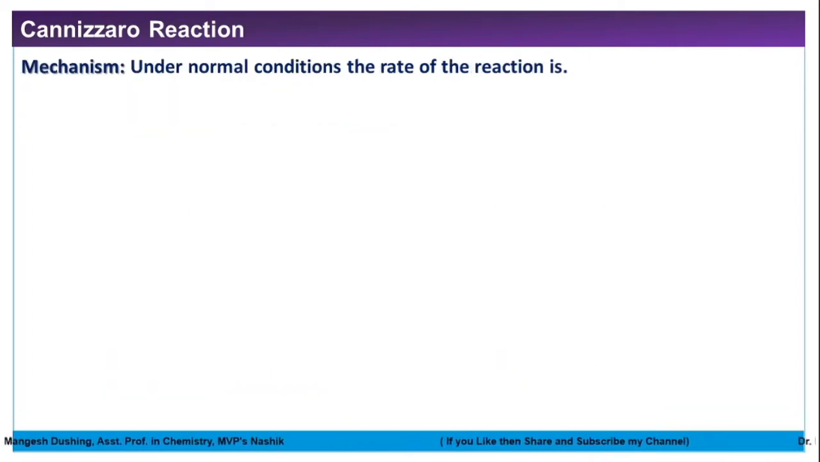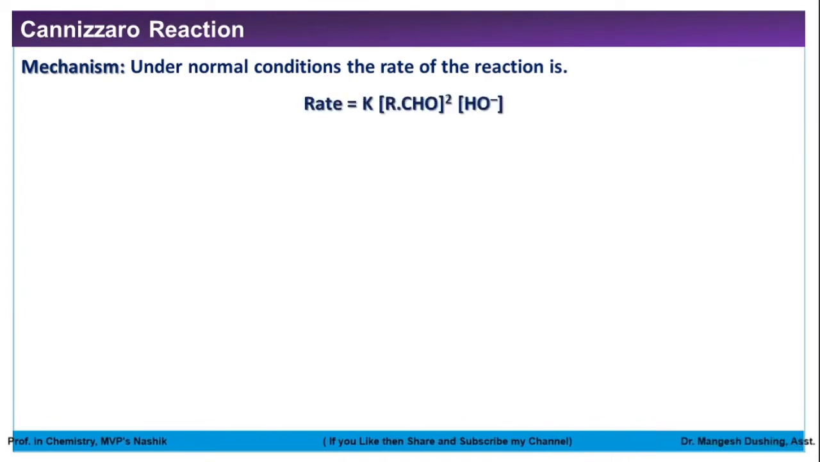Now we'll see the mechanism. Under the normal condition, the rate of the reaction is equal to K, the proportionality constant, into the concentration of aldehyde square into the concentration of base. So the rate of the reaction depends upon the substrate as well as the alkali solution.